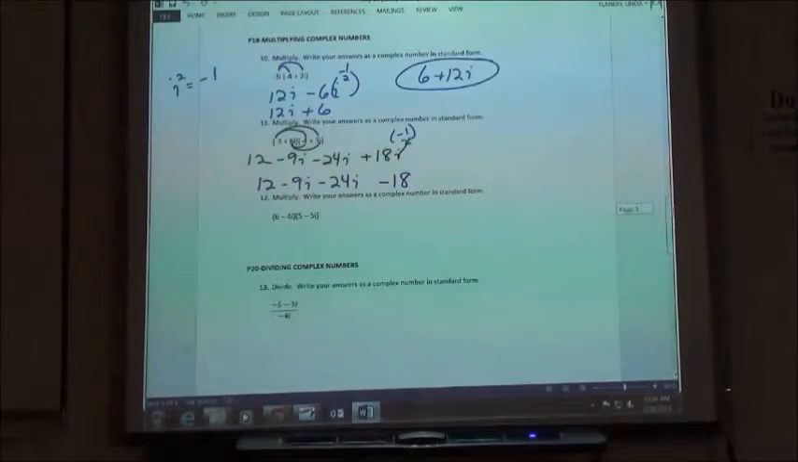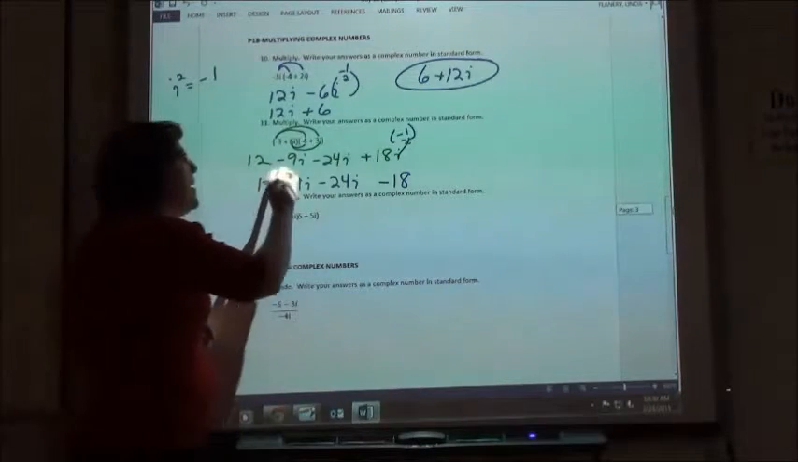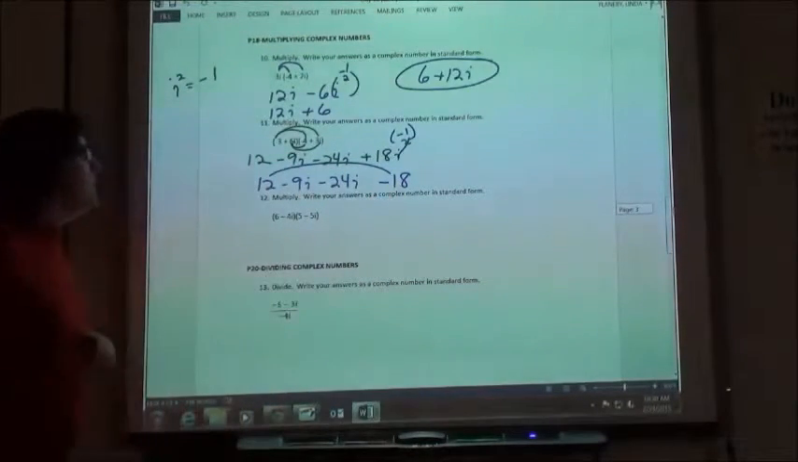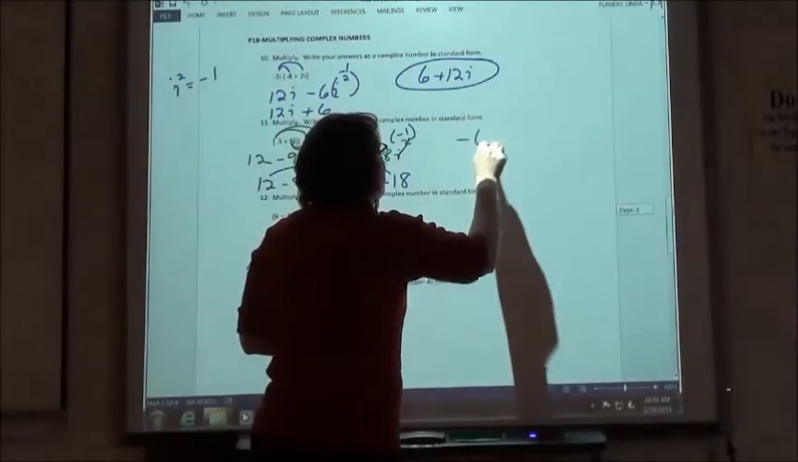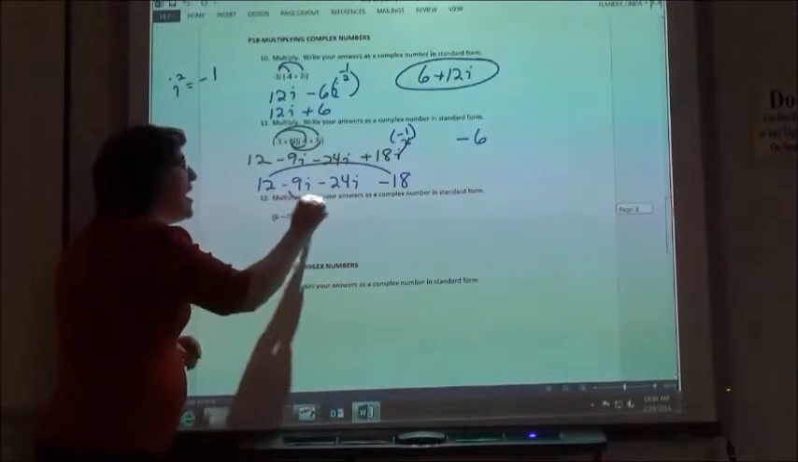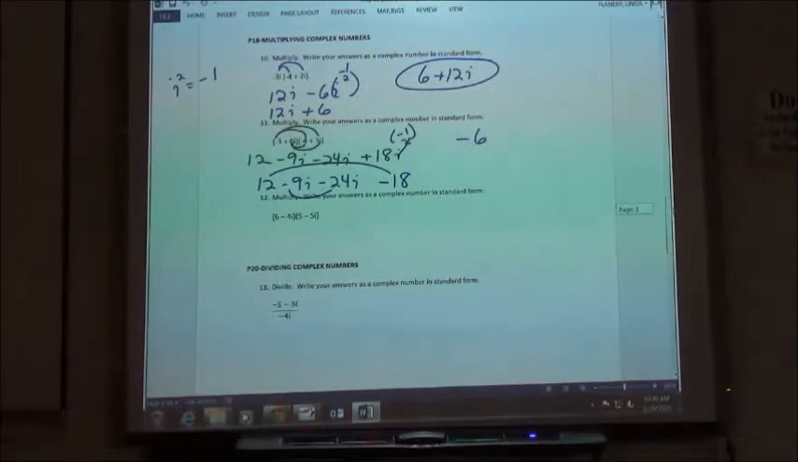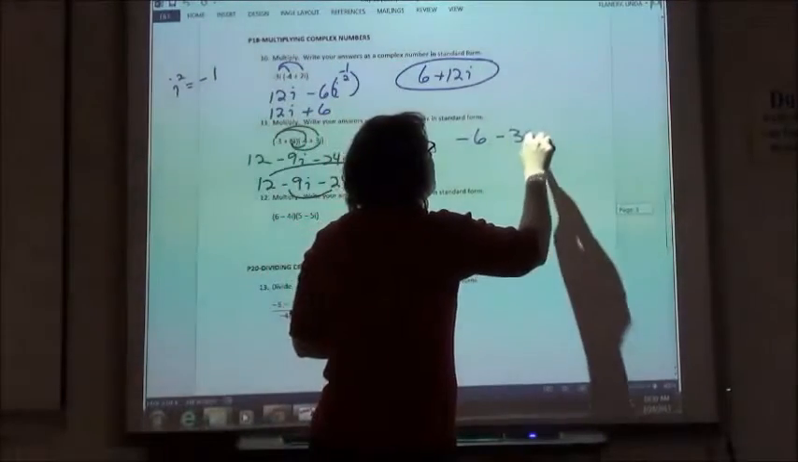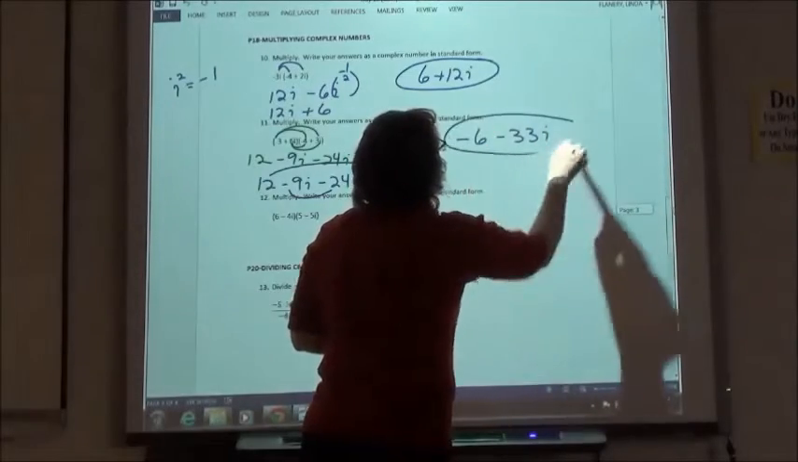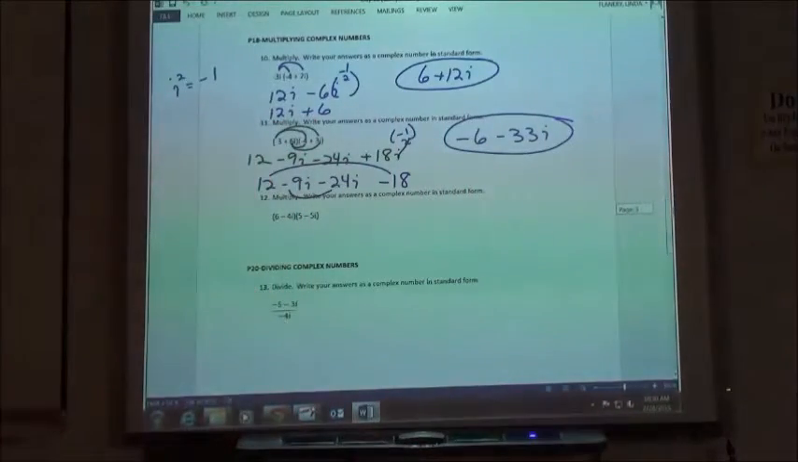Now we can combine our like terms. We're going to do the numbers first because we know we want our answer in standard form. 12 minus 18 would be negative 6. And then we're going to do the minus 9i minus the 24i. Minus 33i. And that's in standard form. There's our answer.